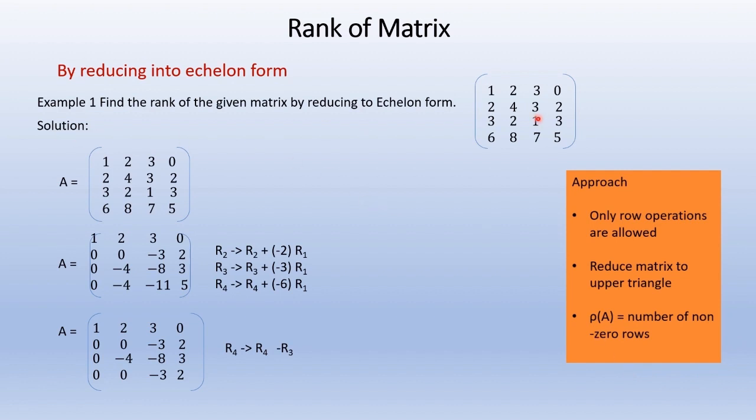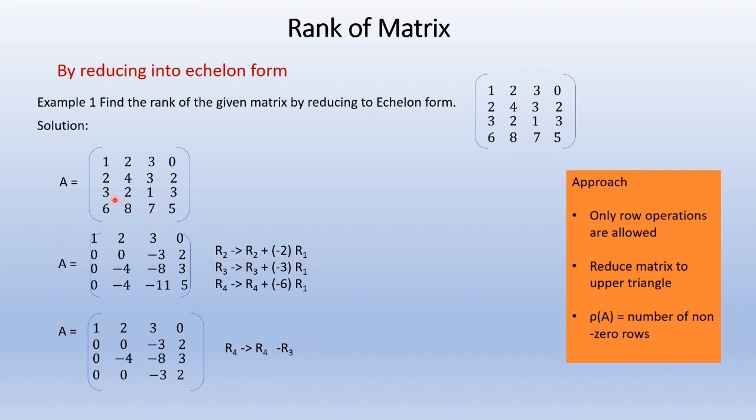Example 1. Find the rank of the given matrix by reducing to echelon form. Our objective is to reduce this matrix to upper triangle, that is, all the elements below the diagonal need to be 0. In echelon form, only row operations are allowed. To get all elements below 1 in the first column as 0, we perform row operations.